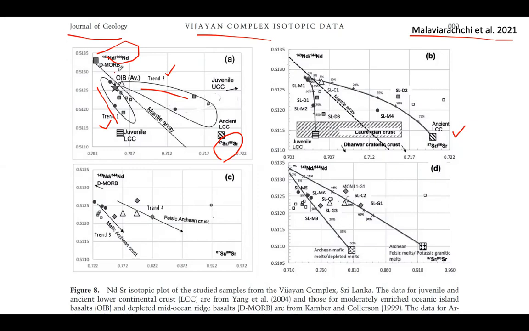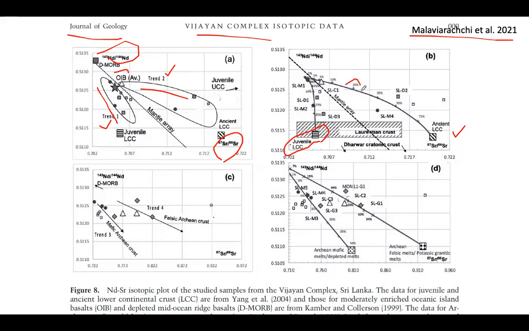OIB, oceanic island basalt, as another component. And the other one is juvenile lower continental crust. If you are not familiar with these terms, juvenile means young crust. This is old crust, right? Young crust and old crust have shown interactions with our Vijayan complex samples in two ways, right?